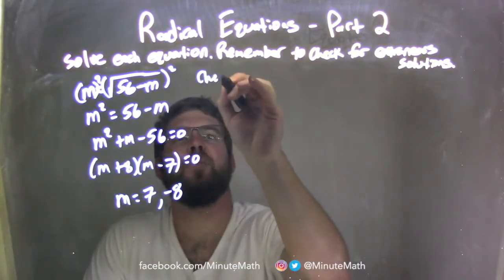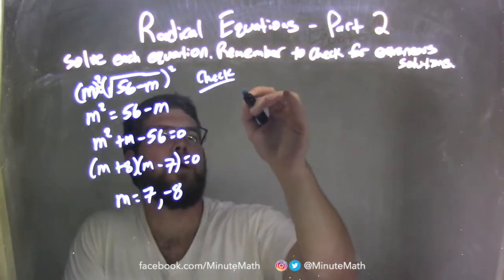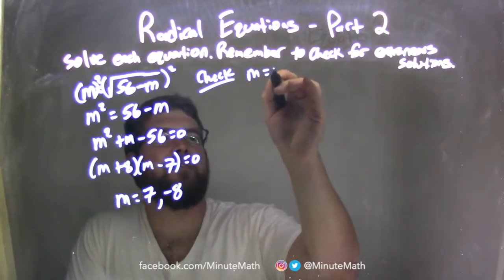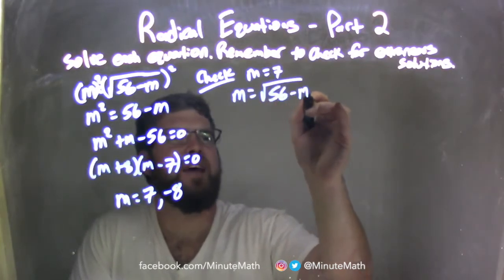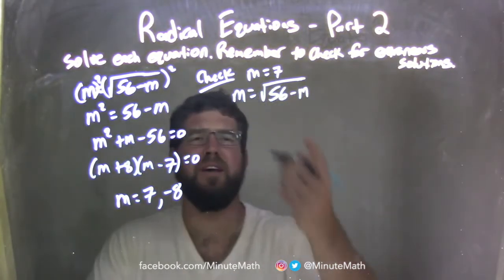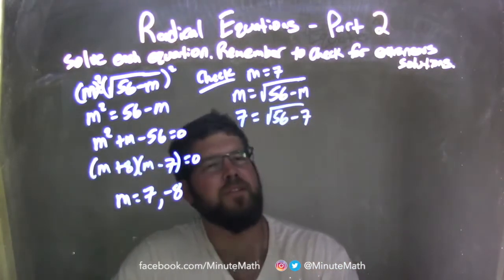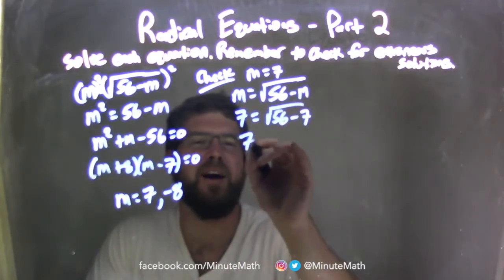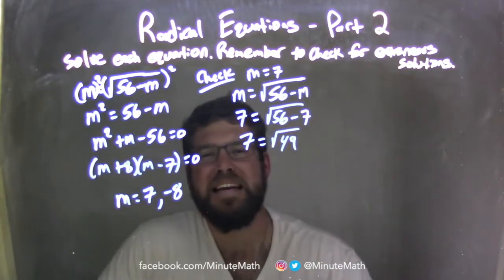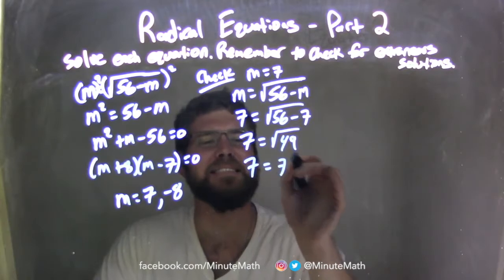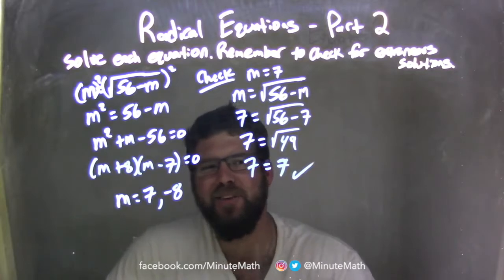Let's check them. Because we gotta see if any of these bad boys are extraneous. Right? I don't like extraneous ones. So let's do M equals 7 first. So M equals the square root of 56 minus M. Let's go plug that 7 in for both of our M's. 7 equals the square root of 56 minus 7. 56 minus 7, what does that come out to be? That's 49. That's 49, folks. Square root of 49 is just 7. Oh, yes! Left and right hand side are equal. Fantastic. 7 is a true answer, not extraneous.